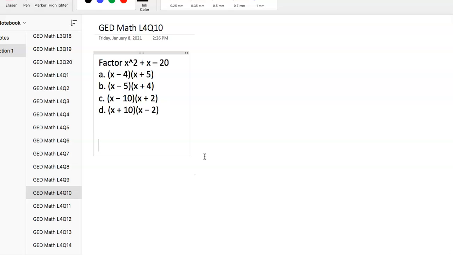Okay, 10, factoring again. We're starting to see some factoring here on level 4, and especially when you see a couple of factoring questions on any of these practice tests, we should be thinking, okay, we really need to be familiar with factoring. Okay, and so you could do it two ways. One is you could actually go through the process of factoring it, and the other is you could just multiply each of these out and see which one equals x squared plus x minus 20. Either is fine. We'll go ahead and do the factoring.